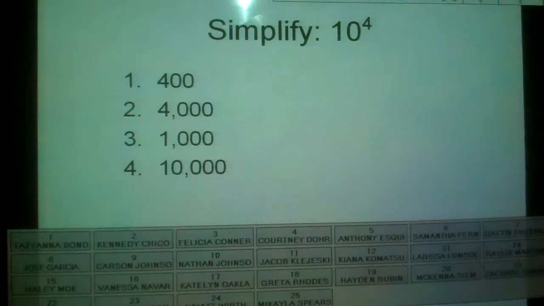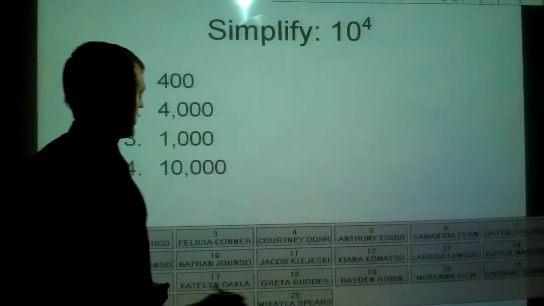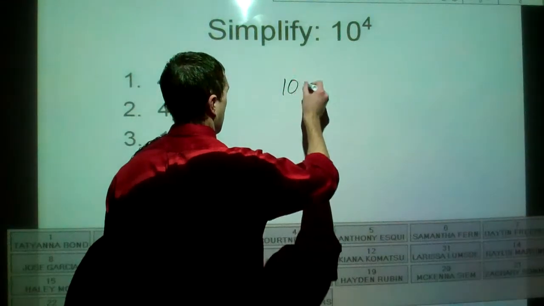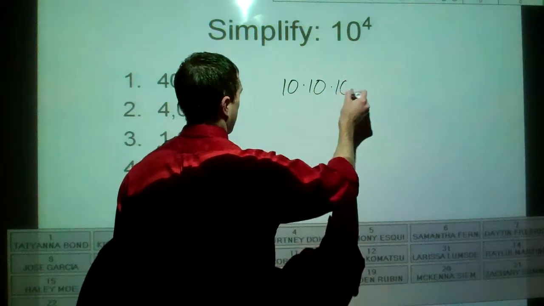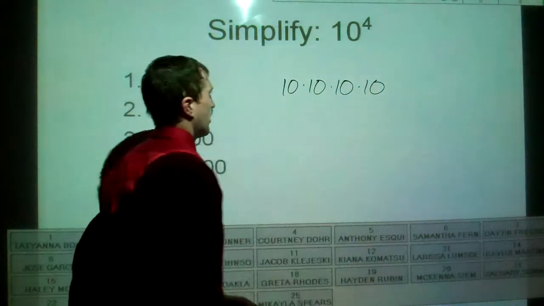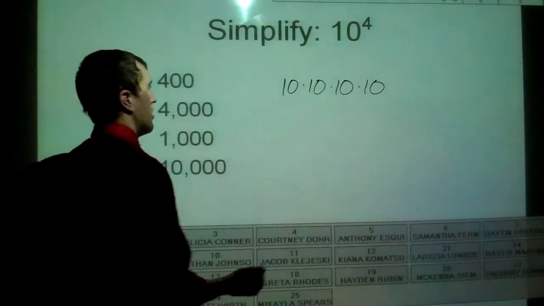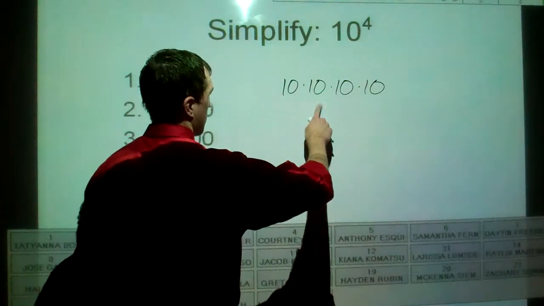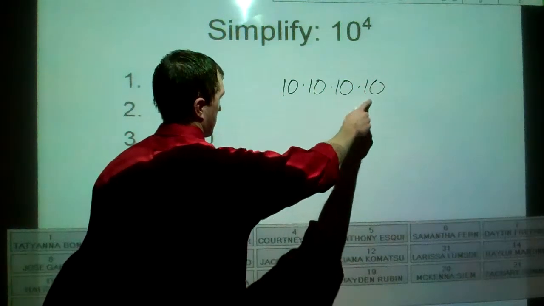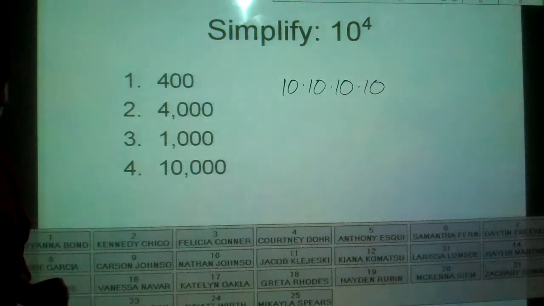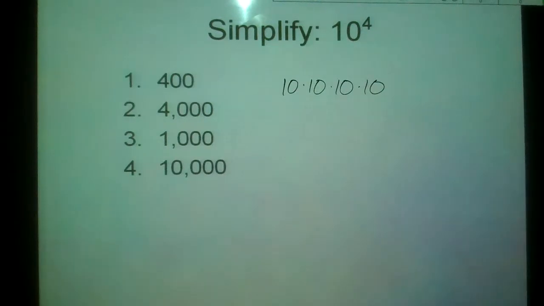Here, 10 to the 4th power. Alright, we gotta remember that this means 10 times 10 times 10 times 10. Alright, if we do that, we could get 100 times 10 is 1,000, times another 10 is 10,000. The shortcut here is that we have 10 to the 4th power, and we have 4 zeros after our 1. So that would be 10,000.